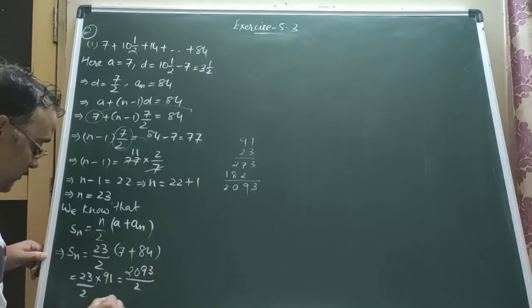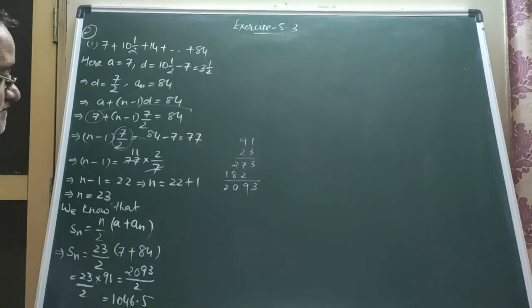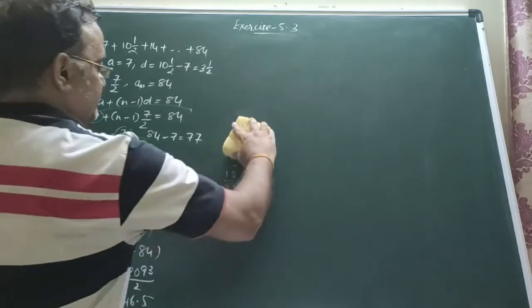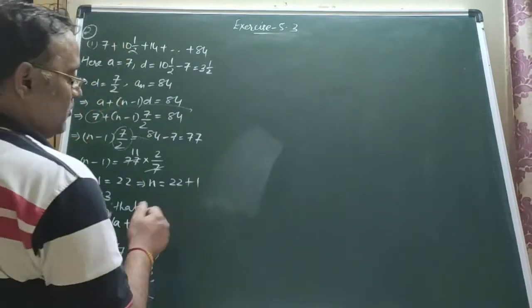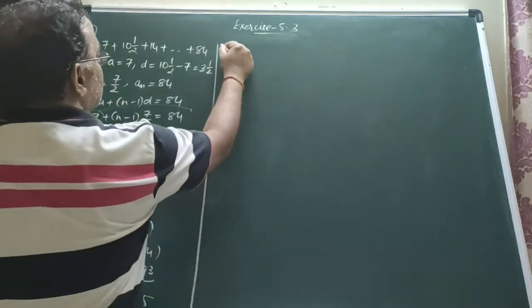2093 divided by 2, 1046.5. 1046.5. इसको मिटा देते हैं. Now, this next bit we are going to do, the second bit.